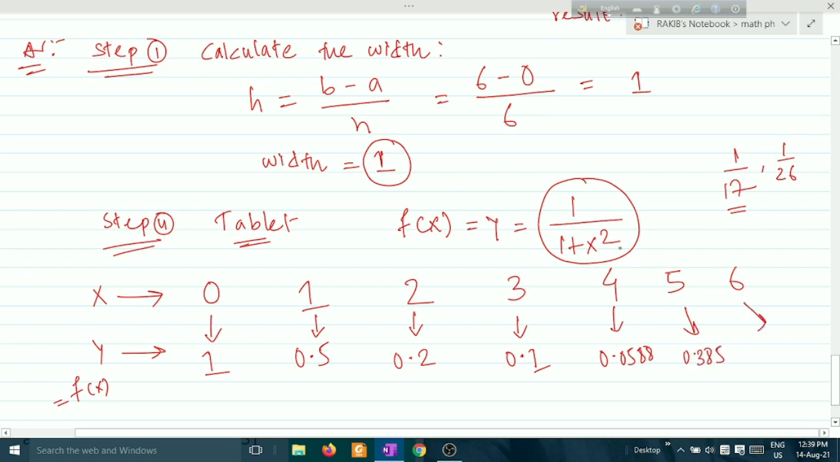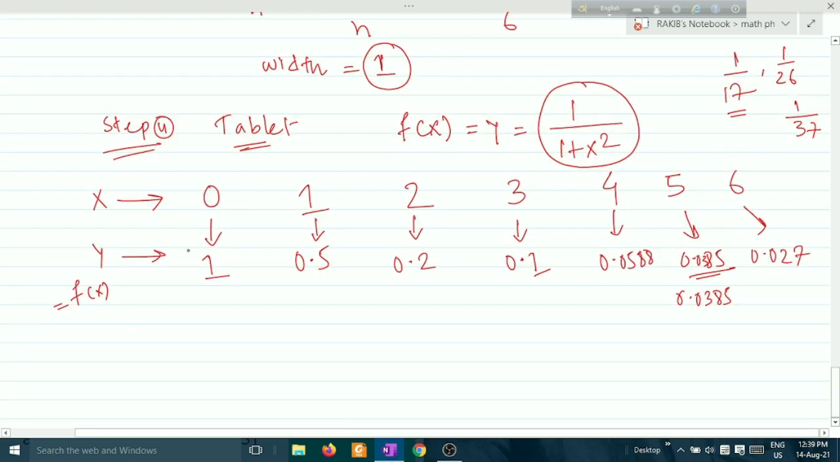For 6 value, this will be 1 upon 37. What is the value of 1 upon 37? 0.027, I think. So I am correct. There will be a 0.0385. Okay, write this thing carefully. These are the corresponding values.